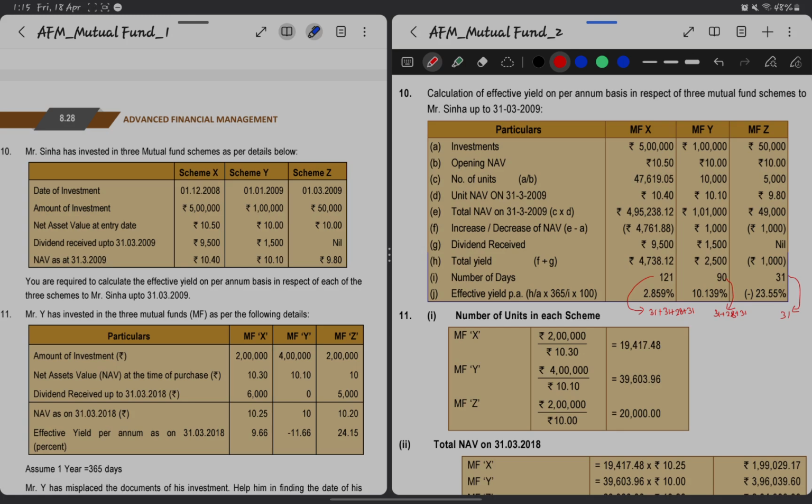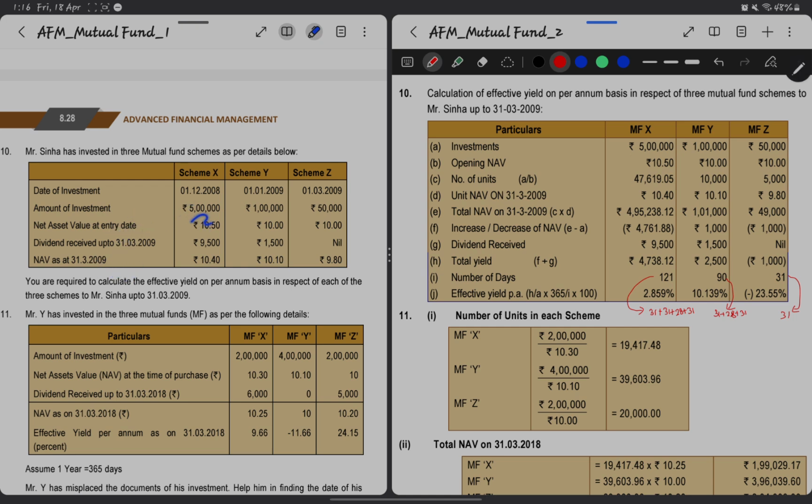And dividend received upon 31st March 2009 is given, and NAV as at 31st March 2009 is also given. You are required to calculate the effective yield on per annum basis in respect of each of the schemes. So effective yield is nothing but whatever return we got from the date of investment till the NAV date as on 31st March 2009 here.